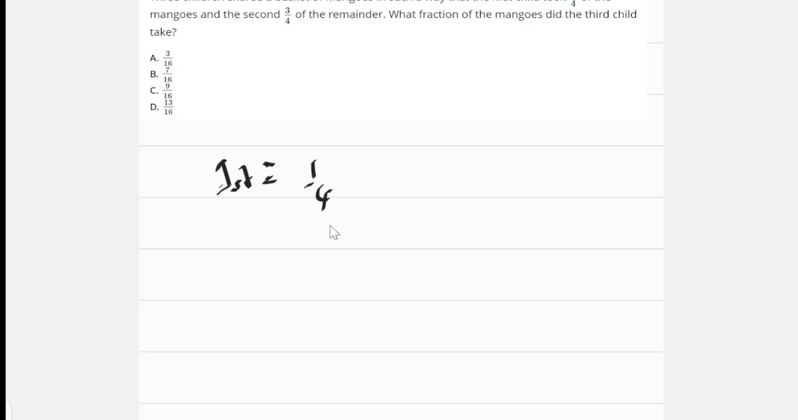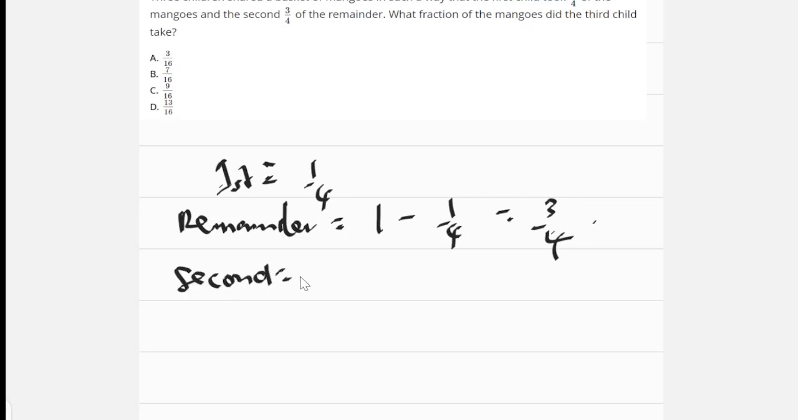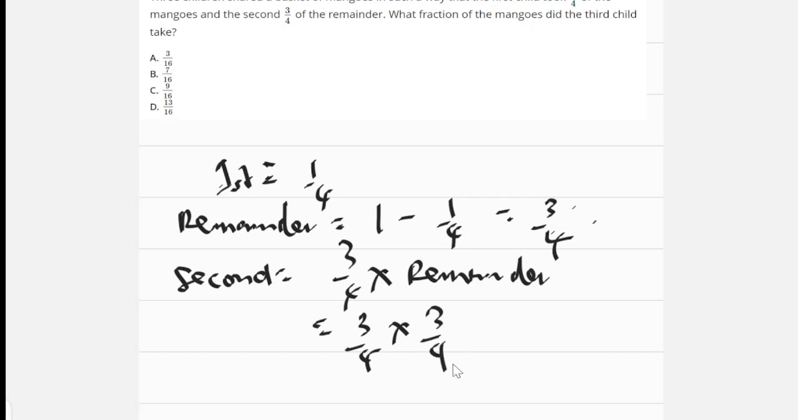And the second took 3/4 of the remainder. The remainder will be, when the first guy has taken his own, the whole, which is 1, minus its own fraction. If you find the LCM, this is going to be 3/4. So this is the remainder. The second guy will now take 3/4 of the remainder. That is 3/4 times the remainder, and our remainder here is also 3/4. That is 3/4 times 3/4, which is 9/16. I hope you understand now.